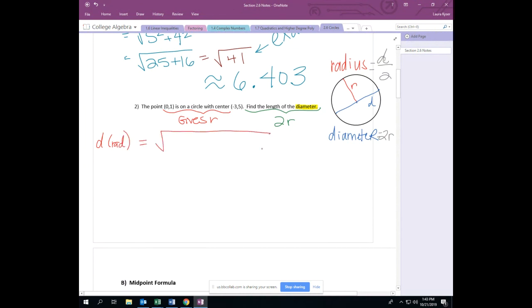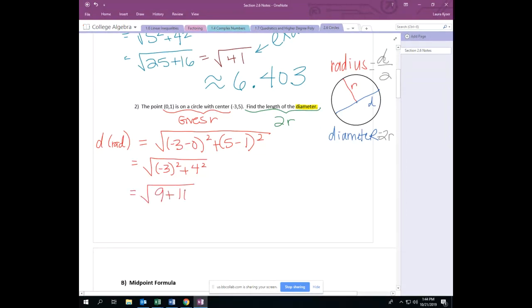And we plug in again. x2 minus x1: negative 3 minus 0, squared, plus y2 minus y1: 5 minus 1, squared. And we simplify. Negative 3 minus 0 is negative 3, squared, plus 5 minus 1 is 4, squared. And negative 3 squared is 9.